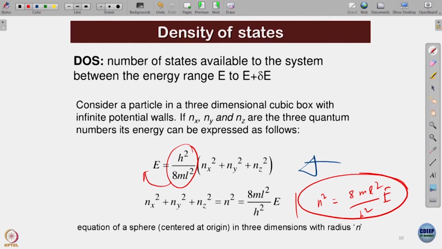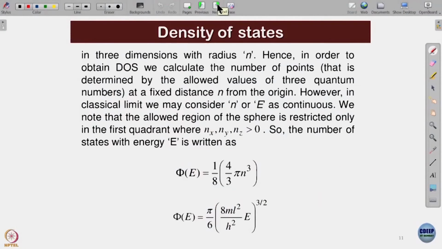Now, I can call these nx square plus ny square plus nz square equal to n square. That is the equation of a sphere, centered at origin in 3 dimensions. Now that n becomes the radius, and that radius in turn is given by that. Okay. Now one plays a very smart game.